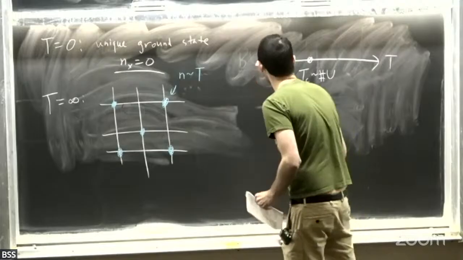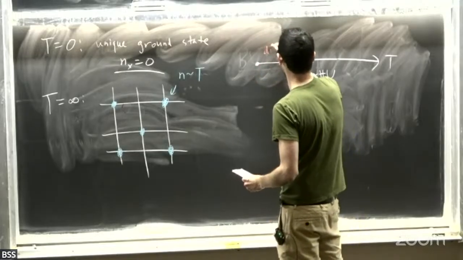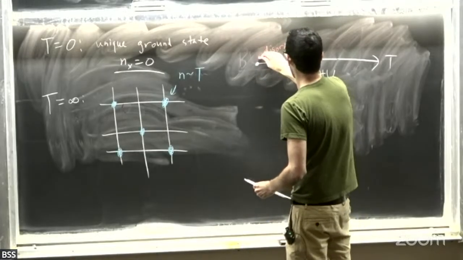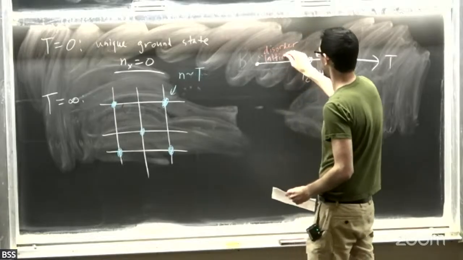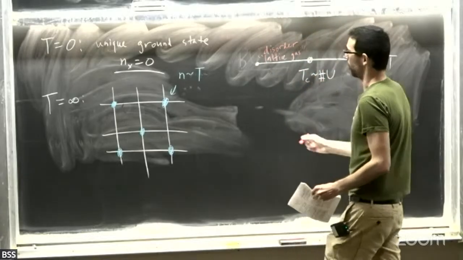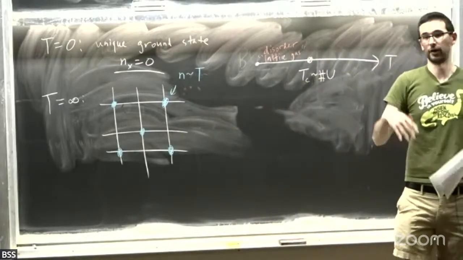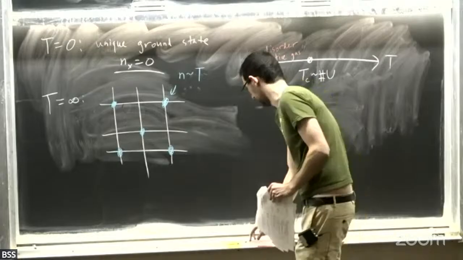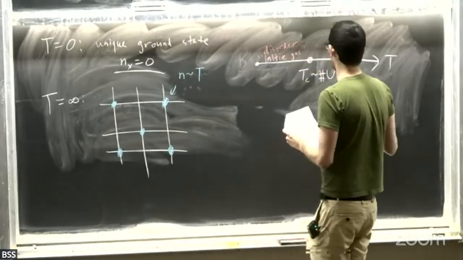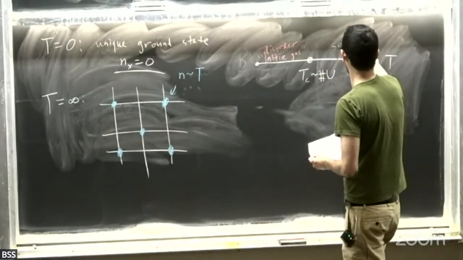So we would say that we have this disordered phase, often called a lattice gas, at low temperature. At low temperature, most sites are empty, but occasionally you find a site with one, maybe very rarely two particles on it. And then, at some critical temperature, you form what I'll call the lattice solid.